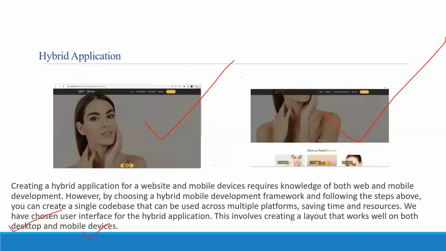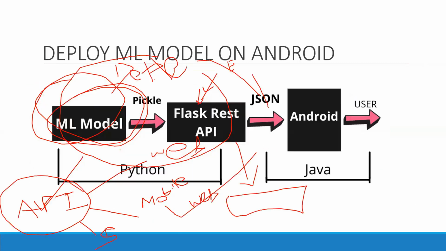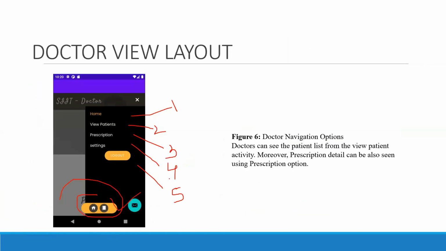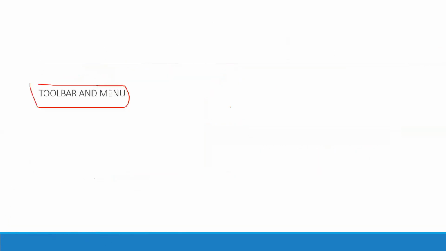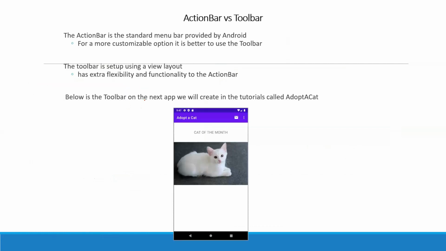Because you have seen this screen having a toolbar and a navigation option. If you want to create this kind of navigation option and menu option, you should have a better understanding of Android toolbar and menu. Understand this: one is the action bar, and the second one is the toolbar.